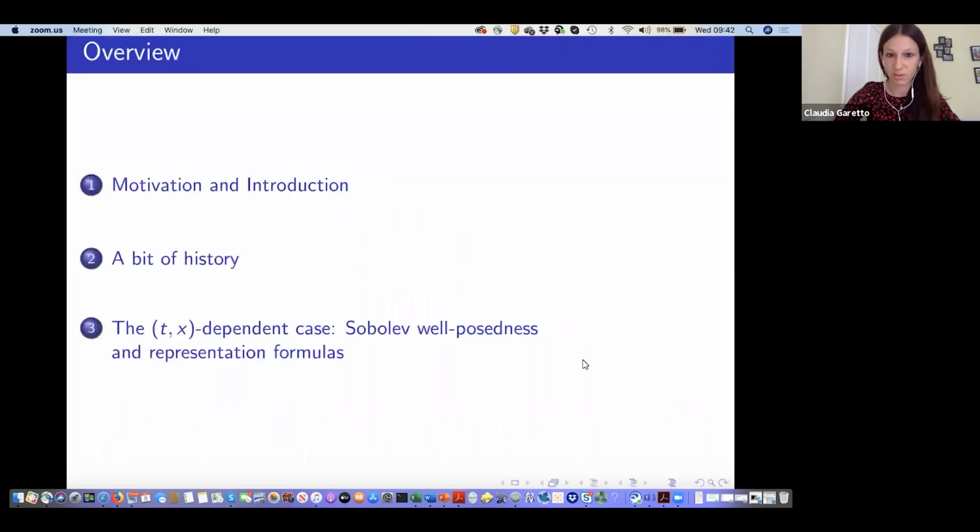Okay, so we'll start with some motivation and introduction. In particular, I will fix some notation so that we all have the same kind of language. Then I will try to summarize a little bit of the history of this problem, and we will see that many results are known when the coefficients depend on time only, but the research has not been as successful when the coefficients depend on x as well. And our result is about the general t and x dependent case. We obtain some results of Sobolev well-posedness and also some representation formulas.